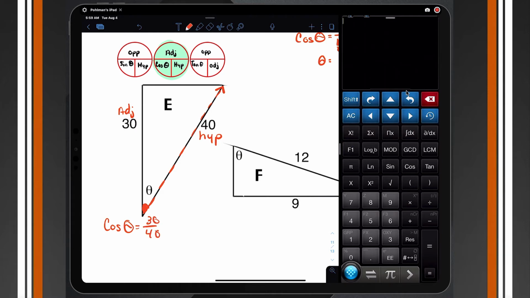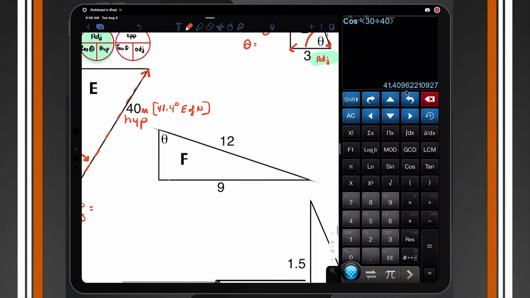And we're not trying to find the decimal value, we're trying to find the angle. So shift cosine, 30 divided by 40, close it up. You get an angle of 41.4 degrees. Now our direction, if this is north, I'd have to go east of north to get to it. So east of north.